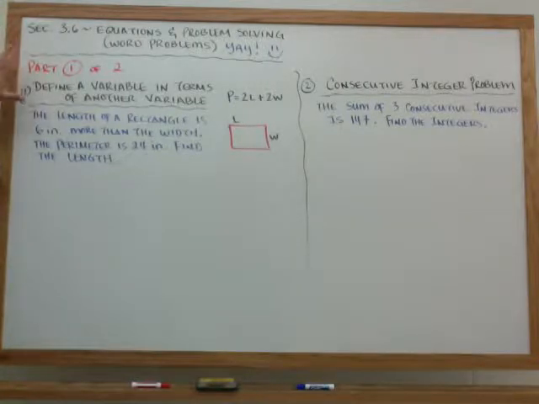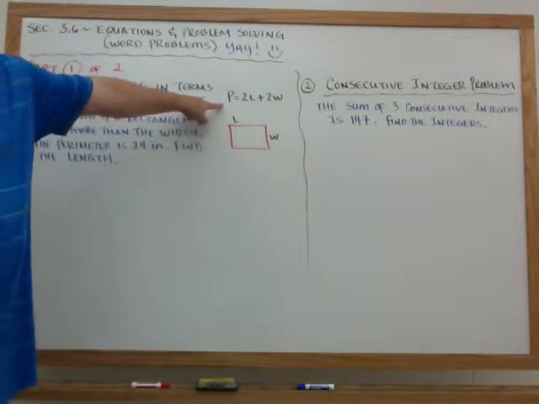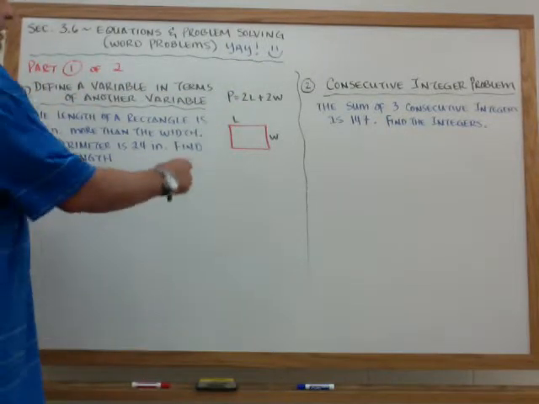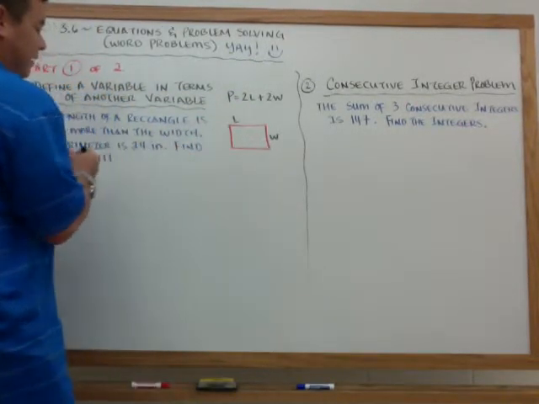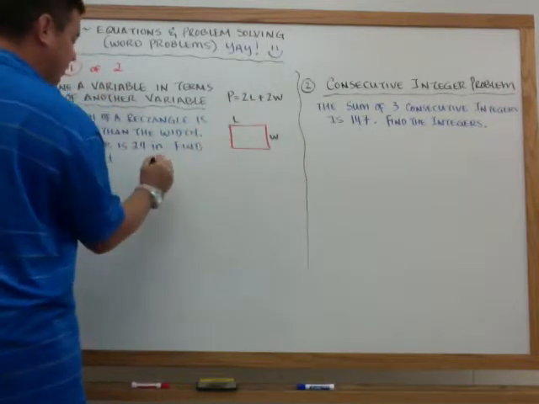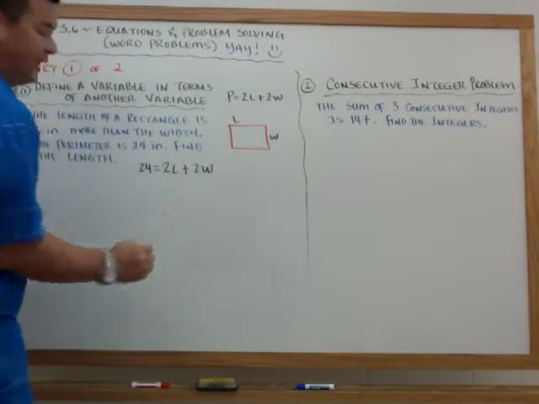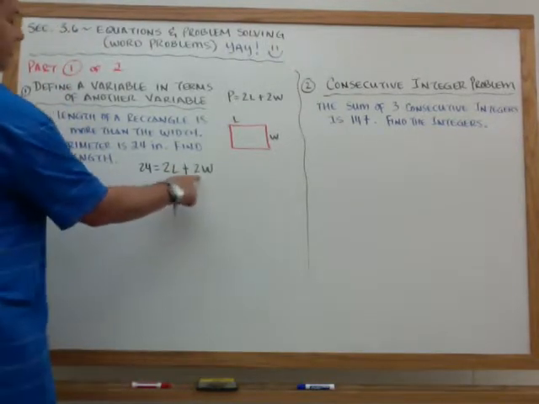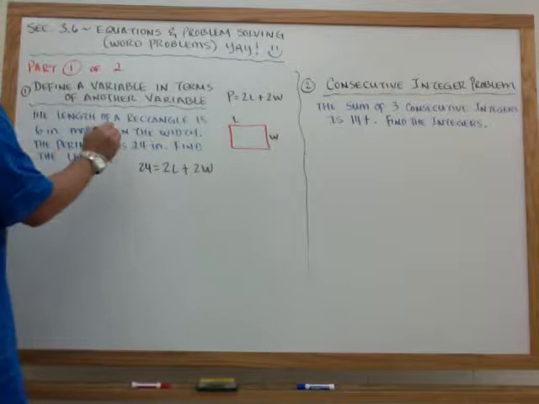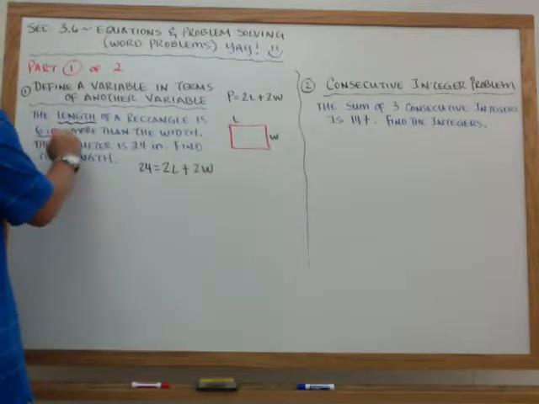So part one, the first type of problem: define a variable in terms of another variable. The length of a rectangle is 6 inches more than the width. The perimeter is 24 inches. Find the length. Again, perimeter is 2 times length plus 2 times the width. If we have a length here and a width here, we know perimeter is 24. If I put 24 is equal to 2L plus 2W, I can't solve that because I have two different variables.